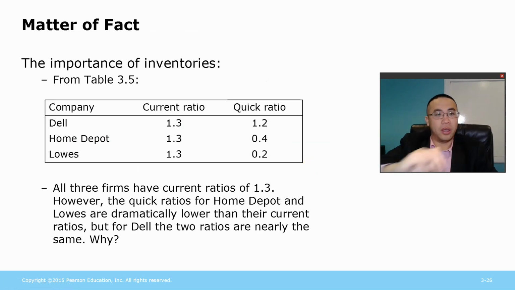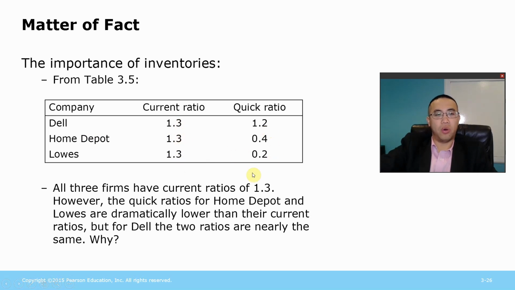And here's some comparison of different ratios. One is a quick ratio and another is current ratio across different companies. One is Dell, one is Home Depot, and one is Lowe's. You can see that Home Depot and Lowe's has a much lower quick ratio, whereas the current ratio is the same compared to Dell. For current ratio, Dell is 1.3, and that 1.3 applies to all of the three companies.